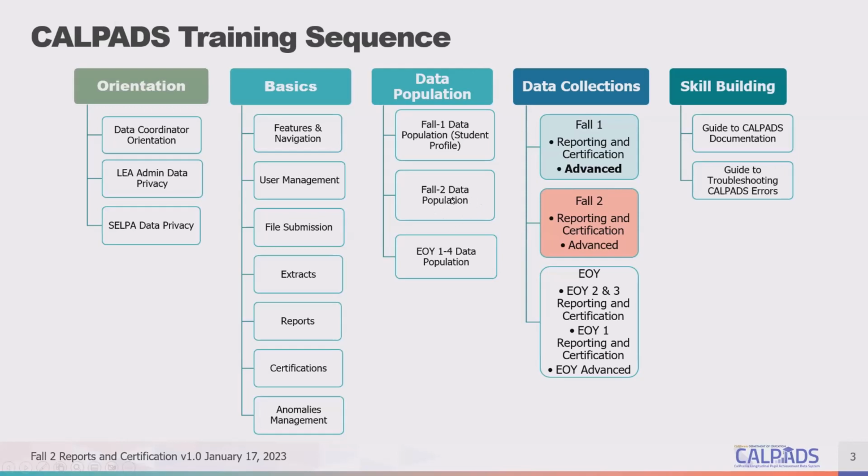And to populate Fall 2 data, there's some basic functionality that you would have to understand, like file submission, reports, anomalies management, features and navigation, so on and so forth. And then orientations are more general for people who are just being introduced to CALPADS or administration who may not go into CALPADS often. And then skill building, we're building this out much to our chagrin. We have new assignments, so we'll be focused on developing skill building material and resources in the near future.